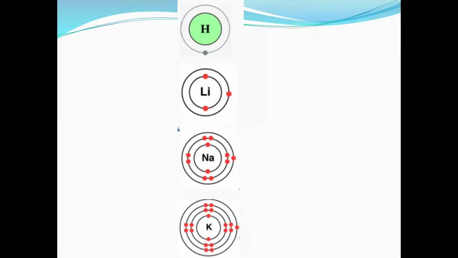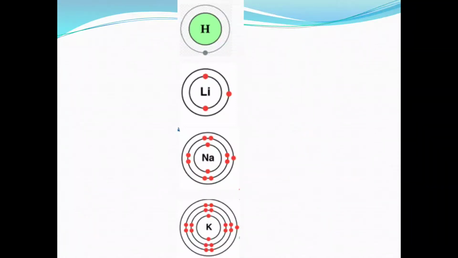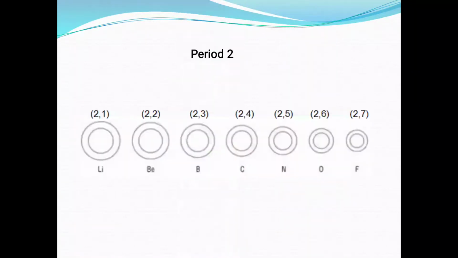So let's see the gradation in non-metallic character while moving down in the group. So let's take an example of this group. Here we have seen that the metallic character increases because the ease of removal of electrons increases, right? So as the metallic character increases, the non-metallic character goes on decreasing here. Understand? Metallic character increases, that means non-metallic character decreases, right? So let's see what happens in the period.